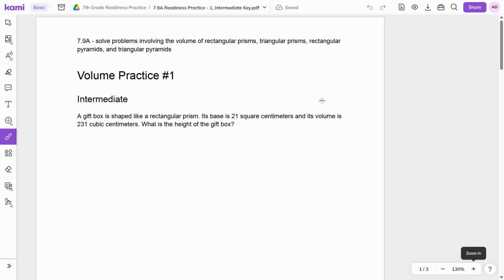Today we are looking at the 7th grade concept of volume. This is 7.9a Readiness Practice, the intermediate version.